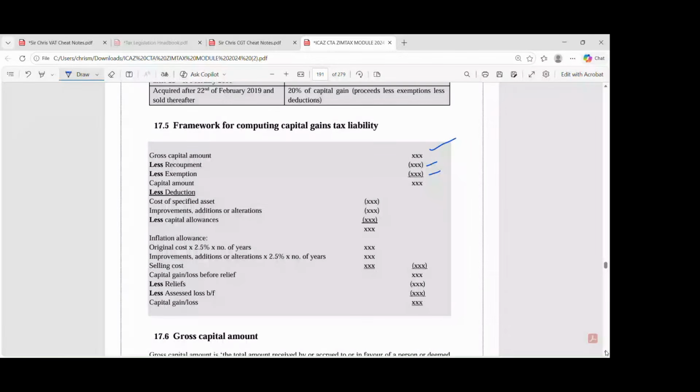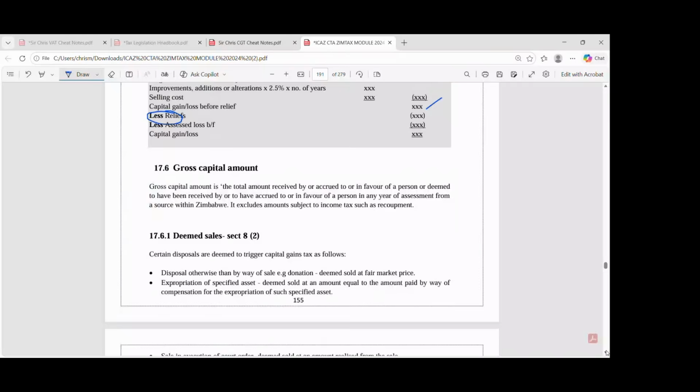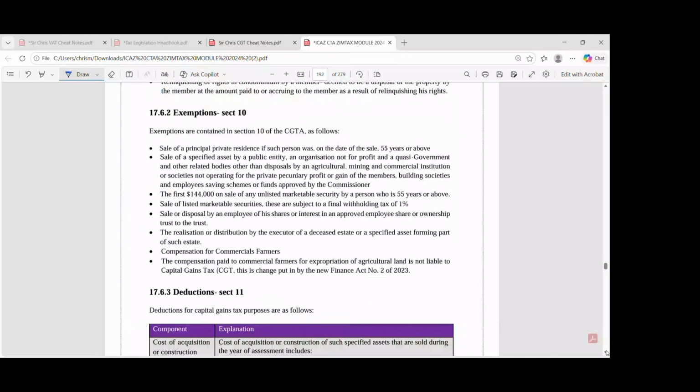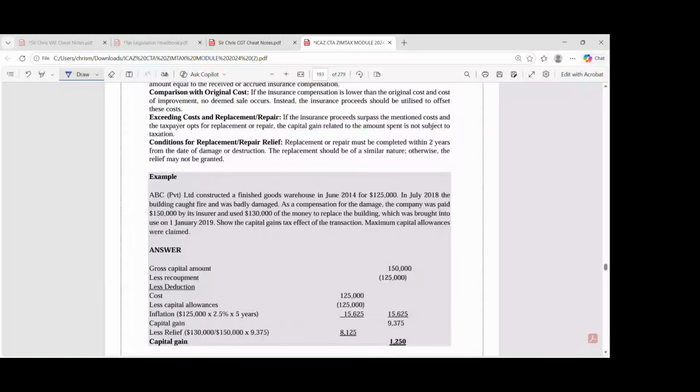Then the only thing I want to deal with here, team, how do we deal with my reliefs? So you get your potential gain. When does a relief arise? So relief can arise in many circumstances. I want to show you when relief can arise. Number one, a relief can arise if there is a damage or destruction of a specified asset. So if there is a damage or destruction of a specified asset, it creates a deemed sale.